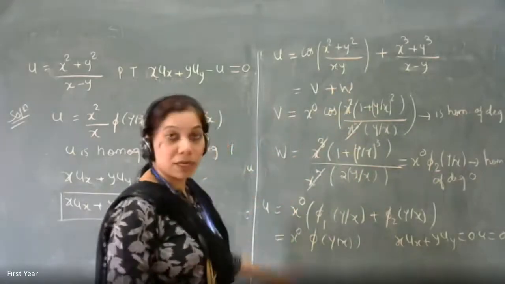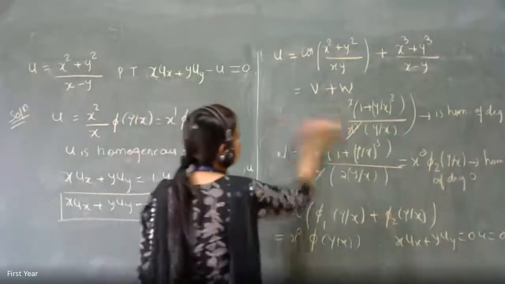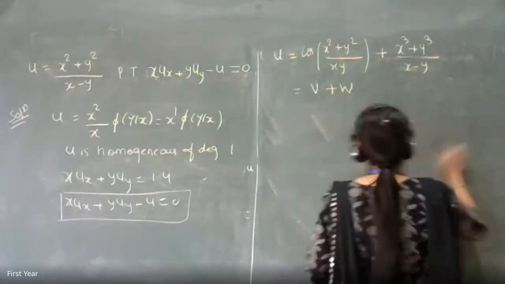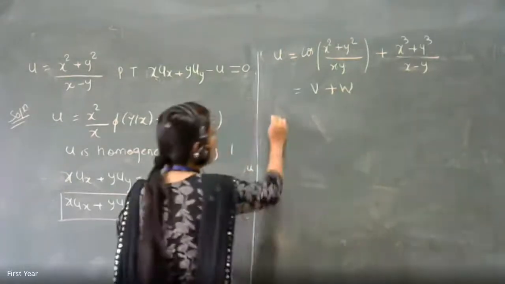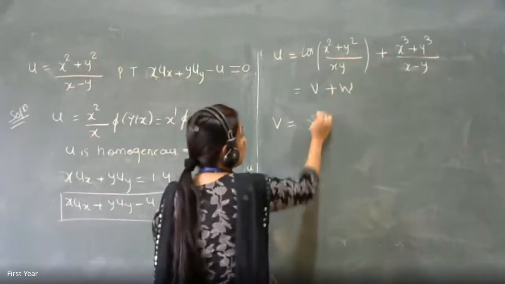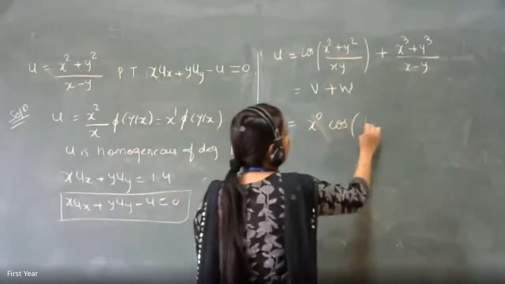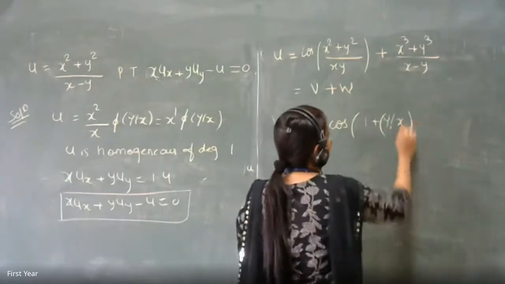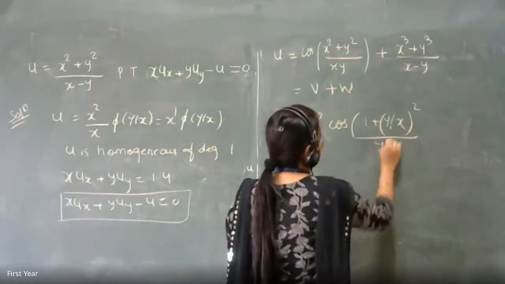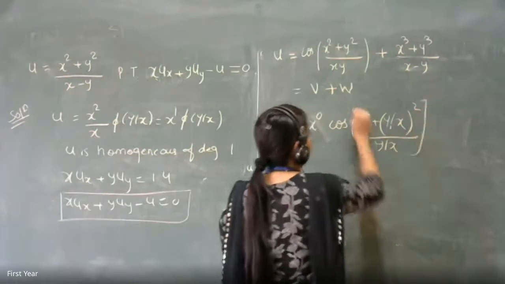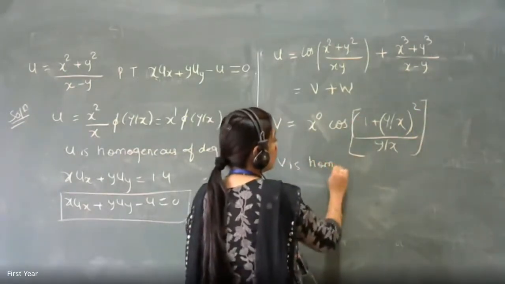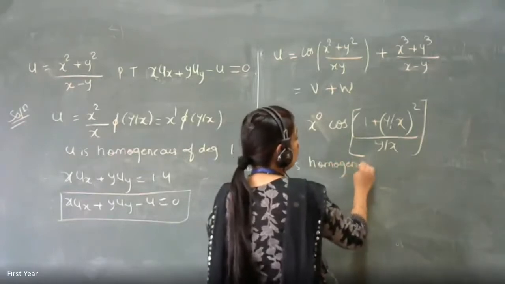I'll rub off this. Actually, b I should not have rubbed off. So b is the same. I'll write it as x raised to 0 cos of (1 plus y by x square) upon y by x. If I take x square common, so b is homogeneous of degree 0.